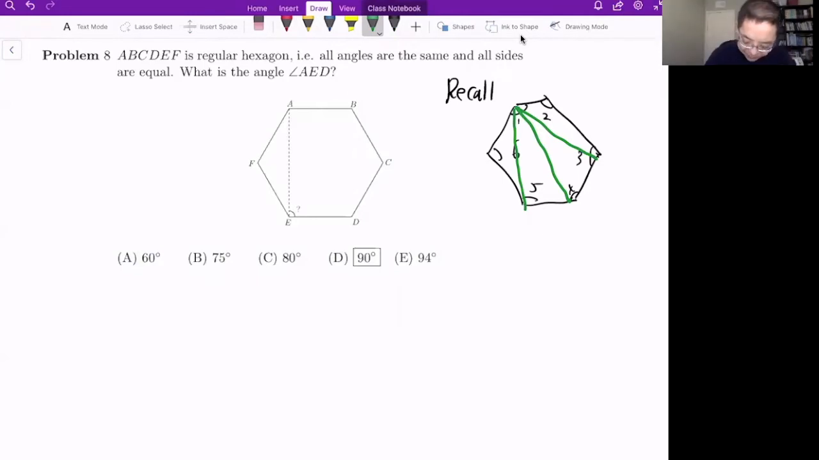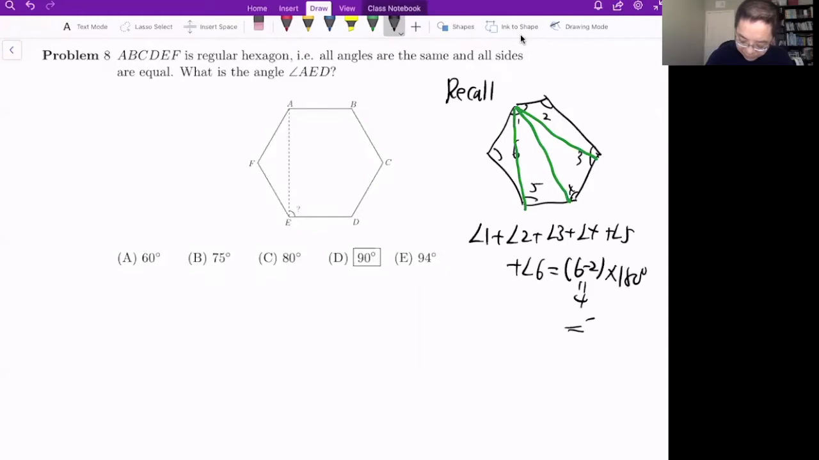So for a hexagon, I have angle 1, plus angle 2, plus angle 3, plus angle 4, plus angle 5, plus angle 6. So this is the sum of all the 6 angles. Okay, so this equals 6 minus 2, which is 4, times 180. So that's 720, right? So the point is, if you have a hexagon, regardless of its specific shape, the sum of all the angles is always 720.